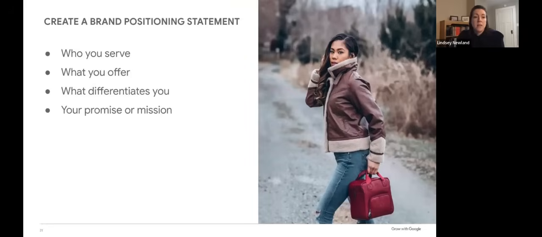One way that you can help your business, and this works even if you've been in business for a while, is kind of going back to the beginning. If you're struggling with your marketing, and creating a brand positioning statement.